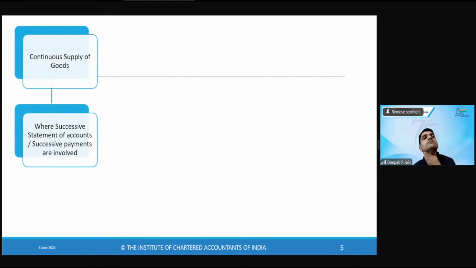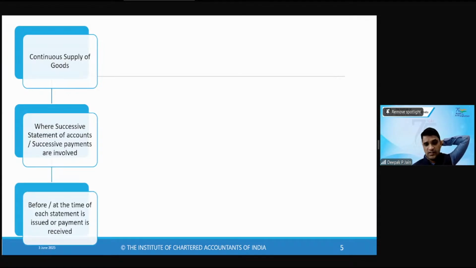Now, what is the time within which you should raise an invoice in case of continuous supply of goods, where successive statement of accounts or successive payments are involved? Because you have to see the contract. In the contract are the terms of arrangement between the supplier and recipient. Is there a mention that you will get paid when there is a successive payment, a statement of accounts, or a successive payment involved?